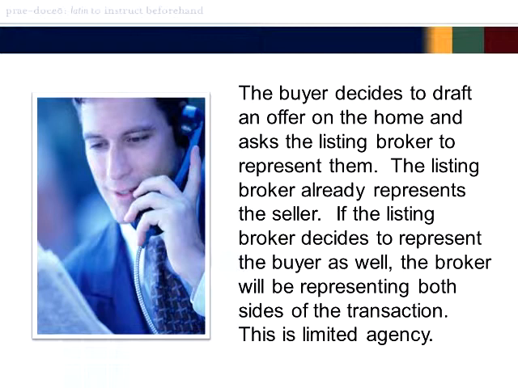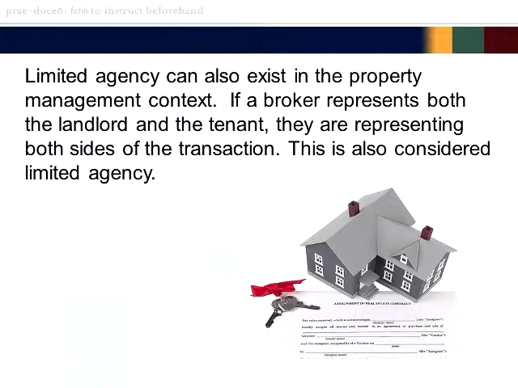The listing broker already represents the seller. If the listing broker decides to represent the buyer as well, the broker will be representing both sides of the transaction. This is limited agency. Limited agency can also exist in the property management context. If a broker represents both the landlord and the tenant, they are representing both sides of the transaction. This is also considered limited agency.